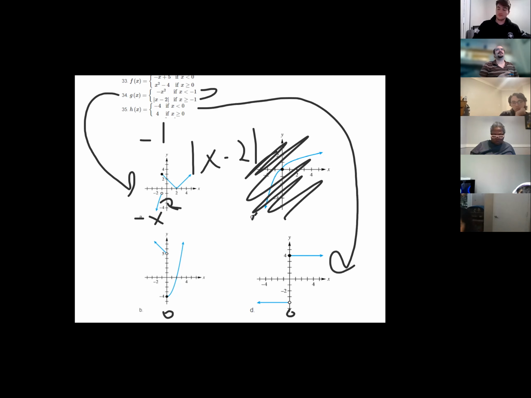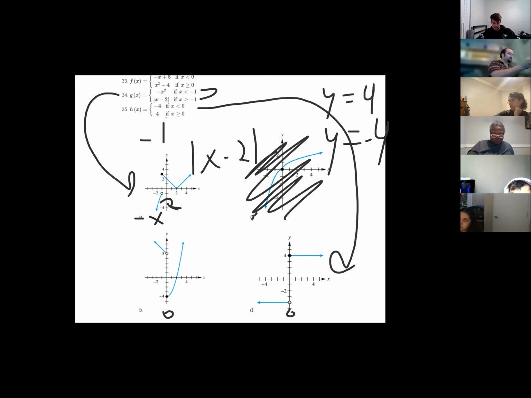Okay, so I think we matched them all up, didn't we? And why are you saying that? Because if we look at this, this has something in there that looks like y equals 4 or something like that, right? And we know that those are constant functions, y equals 4, y equals -4. Those things should be flat, the simpler graph. This one should be the more complicated graph.